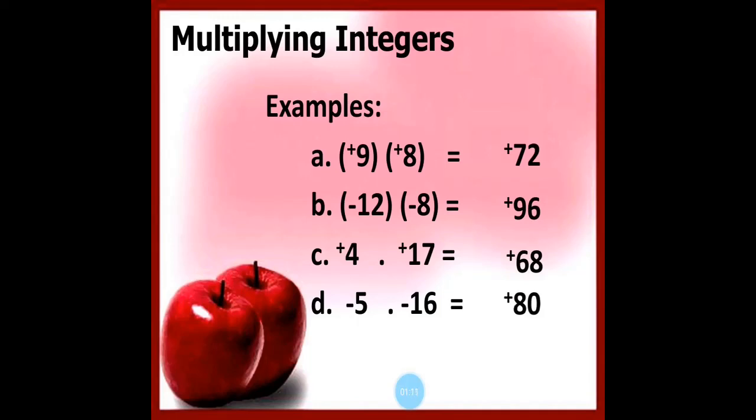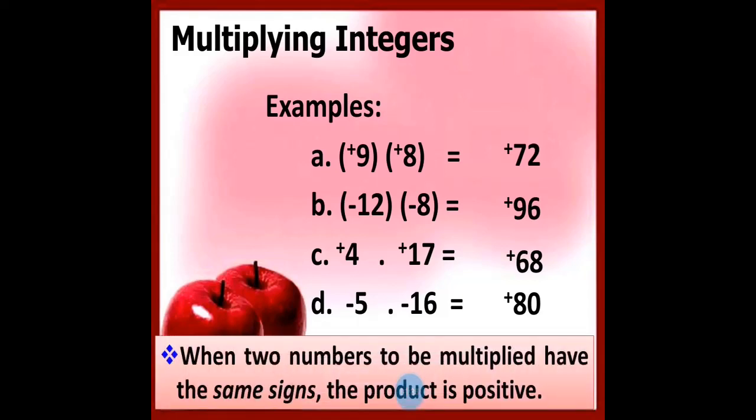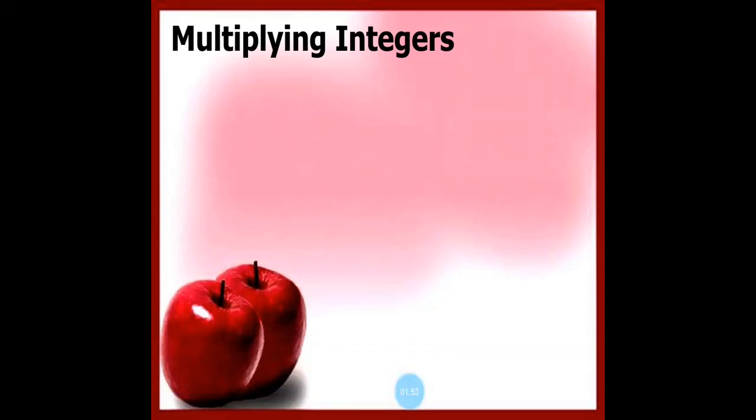So what is your observation regarding the examples? If I'm going to ask you the product of positive and positive numbers, negative and negative numbers, what would be the product? This is the first rule. When two numbers to be multiplied have the same signs, the product is positive. When you love to love, you love. When you hate to hate, you love. Okay? So let's have the next one.